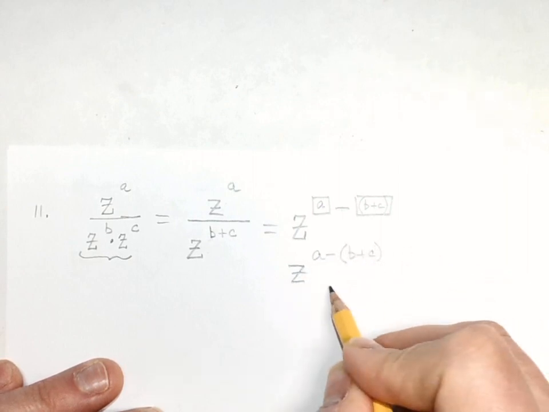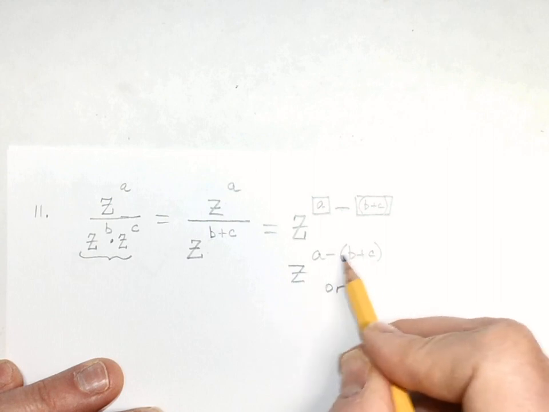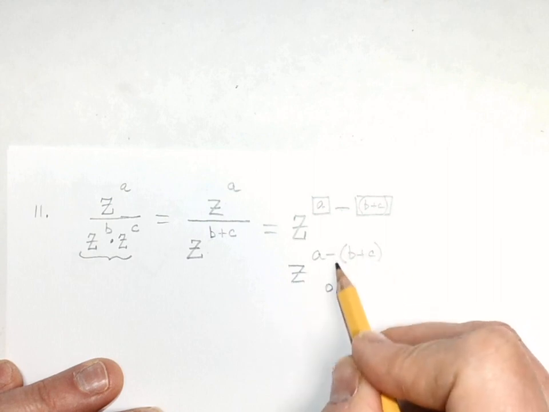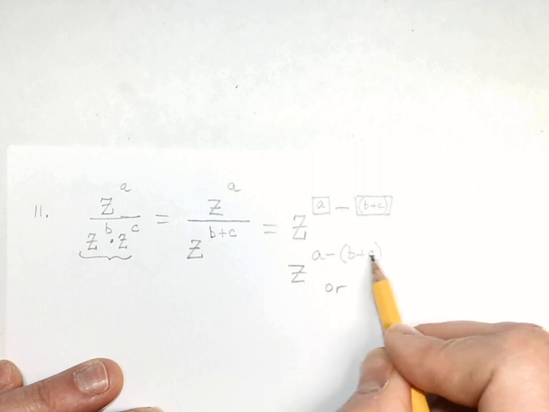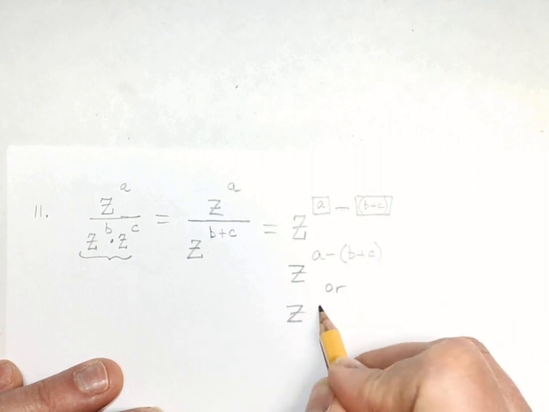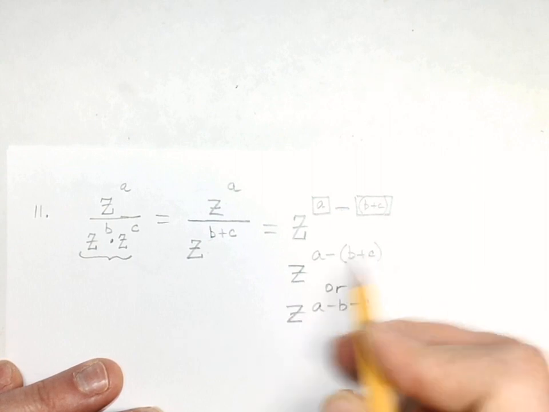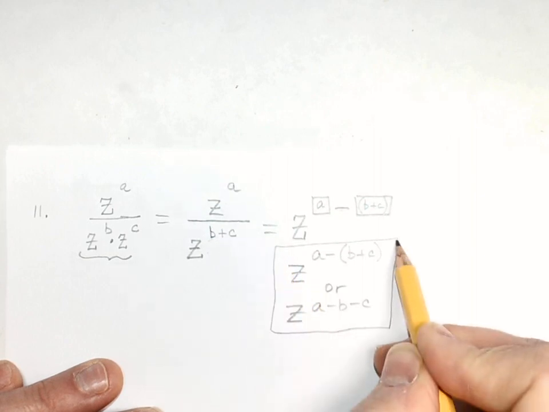Or if I distributed, okay, and got rid of the parentheses, remember I'm really distributing a -1, that's going to change the sign of the b and c. So I can write it as a minus b minus c. Either one of these answers is acceptable.